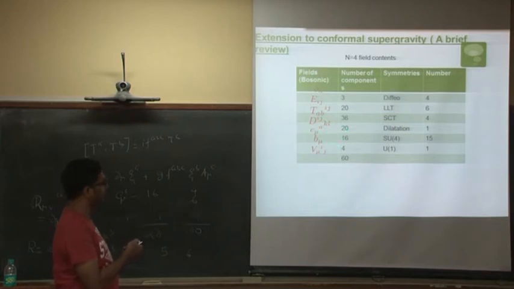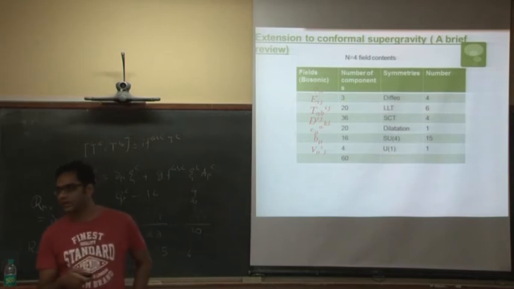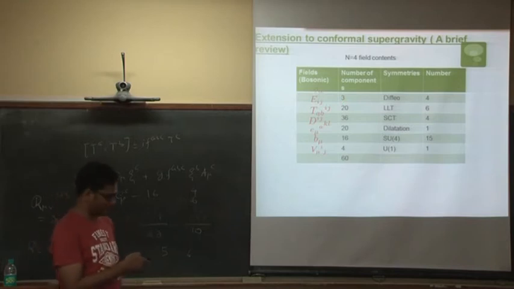EMUA is 60, BMU is 4, and this is 60. So this is 4 into 15, you will get 60. And these are the number of symmetries. If you count this and subtract with this, you will get 128.